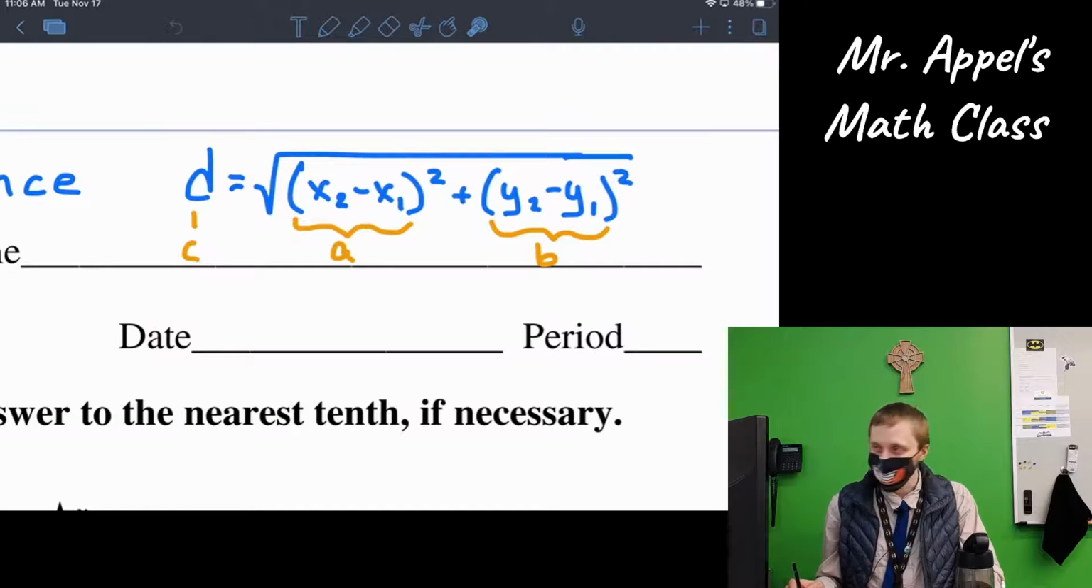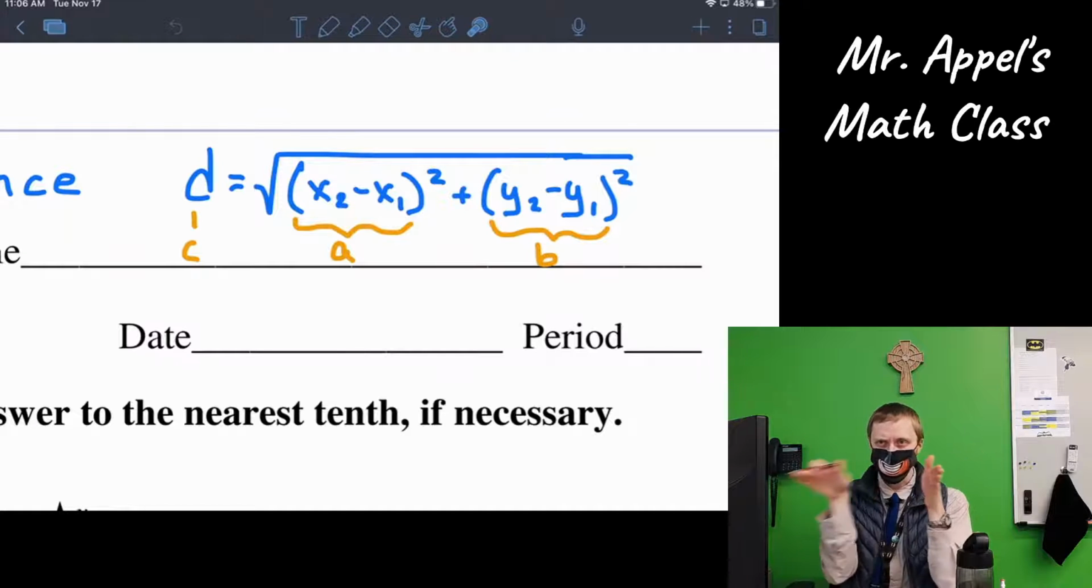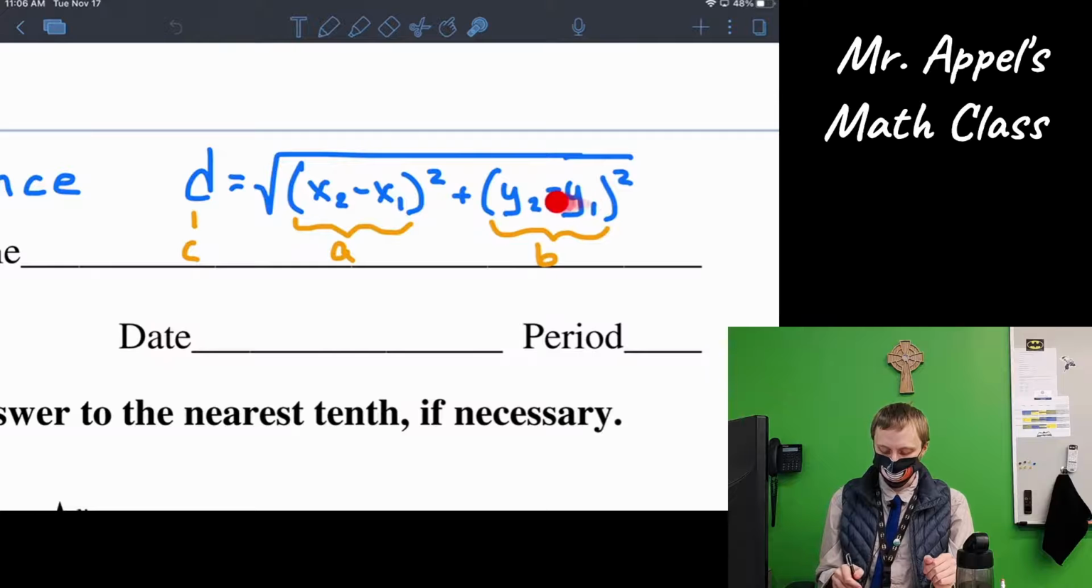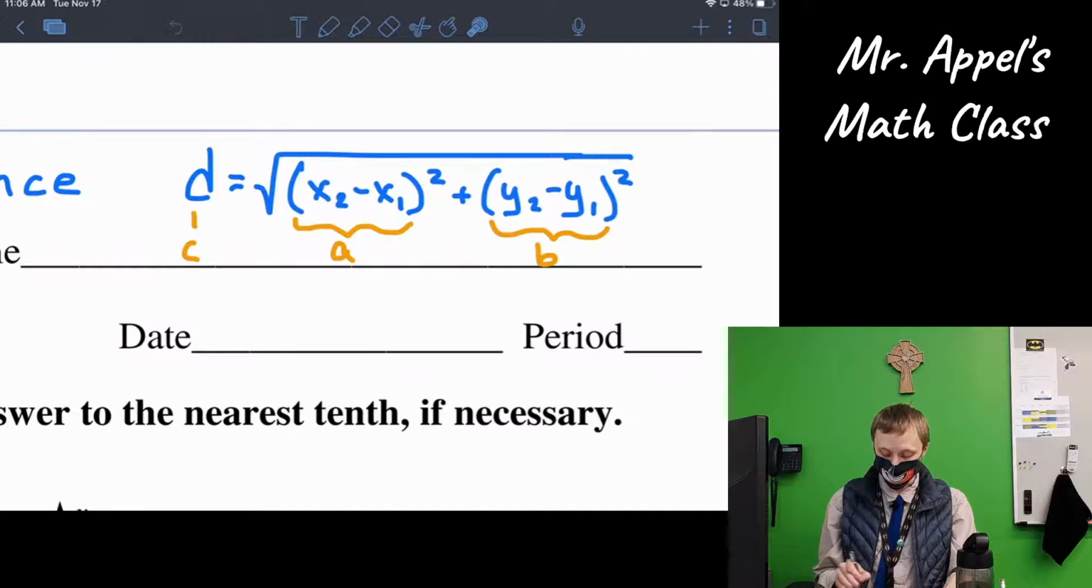Why did I say this is the Pythagorean theorem? Because all we're doing is finding the sides of our triangle. x2 minus x1, you're just taking the difference of those coordinates to find out how long is that horizontal leg. The difference between these coordinates gives us how tall is that vertical leg. And then square the two, add them, and you'll get c squared, but we don't want c squared, we want just c, so we square root the whole thing. Except now we replaced c with d because we call it distance. But it's just Pythagorean theorem.